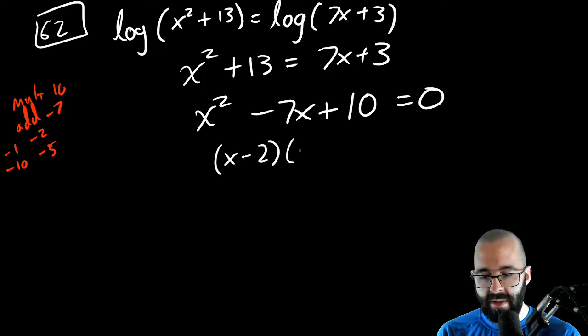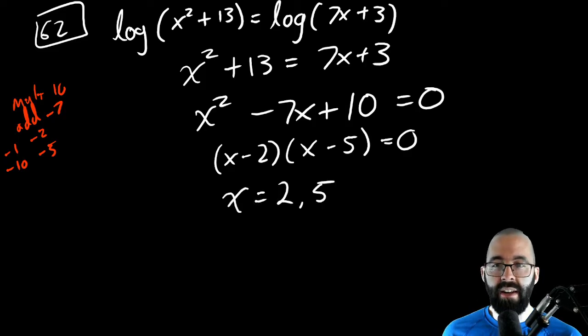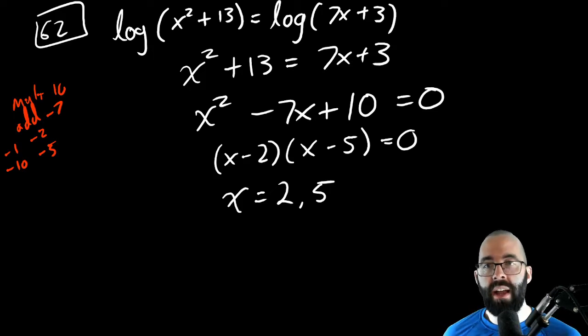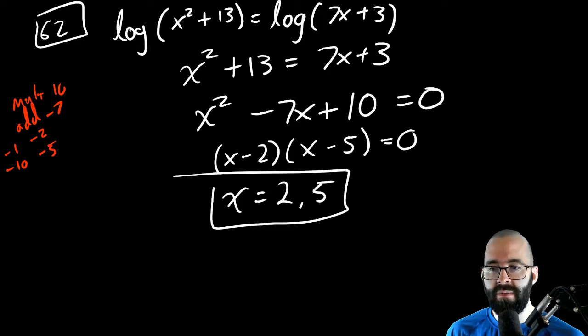X minus 2. X minus 5. We get that x is equal to 2 and 5. But we have to make sure these are both answers in the domain. If we plug in 2, yep, that's positive. Yep, that's positive. Oh yeah, and plug in 5. All right, great. It looks like we have 2 answers this time.